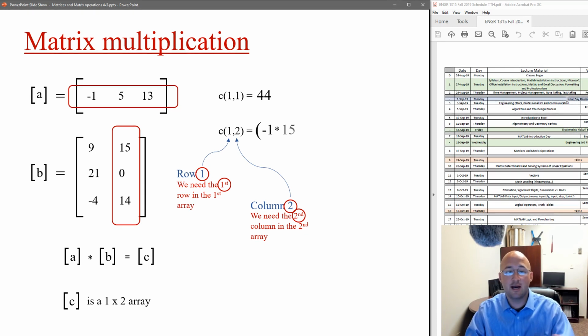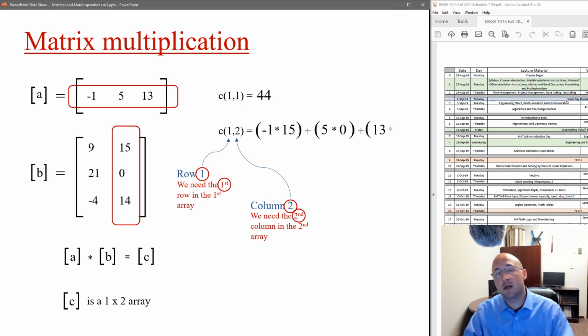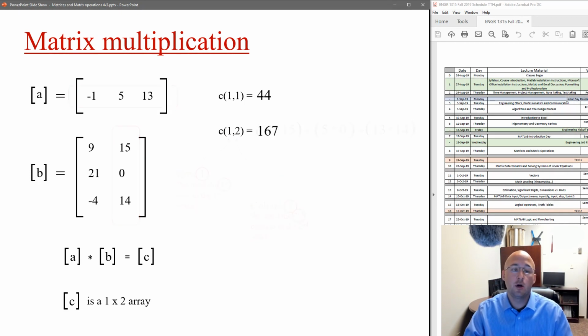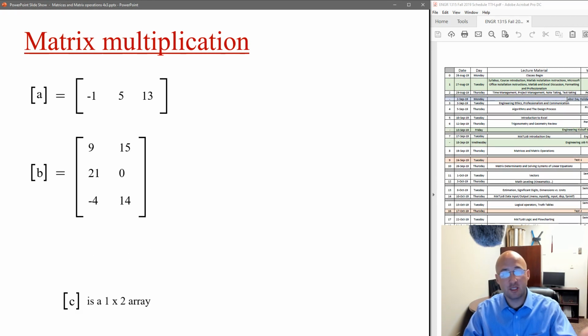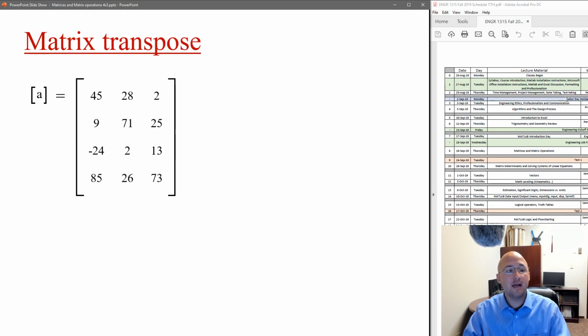So -1 times 15, plus the second element in my row multiplied by the second element in my column, 5 times 0, plus the third element in my row, 13, multiplied by the third element in my column, 14, or, summing it all up, 167. Now I know that C is a 1 by 2, so we're just going to put those together. In row 1, column 1, we put our 44 that we computed, and in row 1, column 2, we put 167.